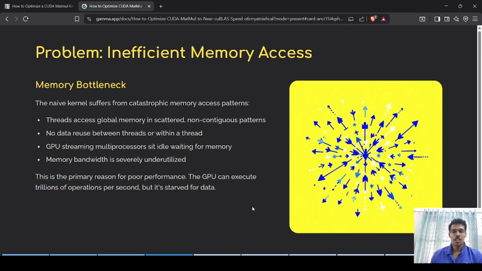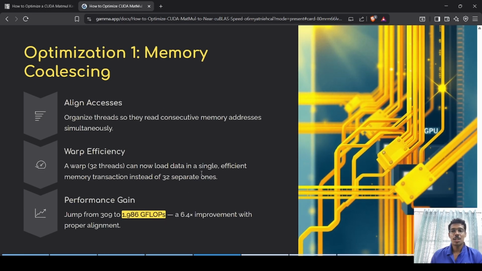Moving on, then he suggested some improvements. The first one is memory coalescing. To fix the slow memory access, the first big optimization is called memory coalescing. This simply means that threads in a warp should read memory that is next to each other.